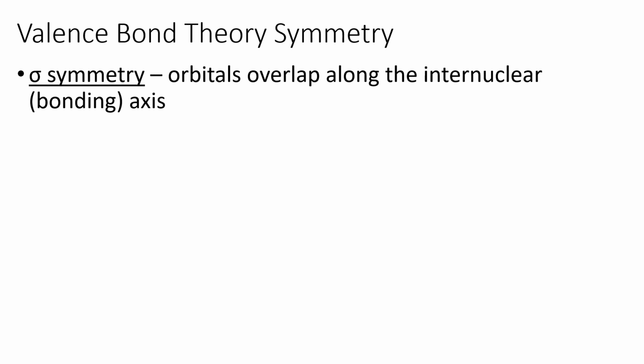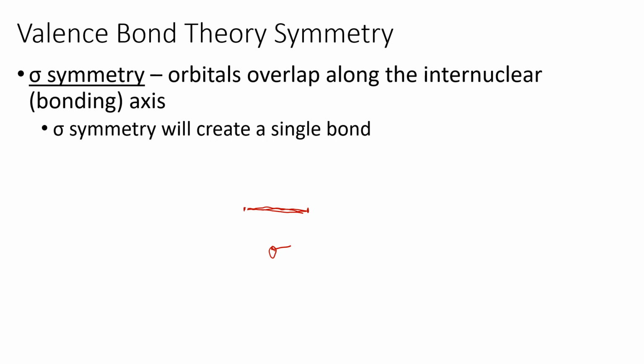So if I have my two nuclei, what that means is that the overlap of my orbitals is going to be directly on this line in between my two nuclei. And that is what we're going to refer to as being a sigma symmetry, or having a sigma type bonding axis associated with it. This type of sigma symmetry is always going to create what we refer to as a single bond within our molecules. So anytime we have sigma symmetry, we will see a single bond within our structure.